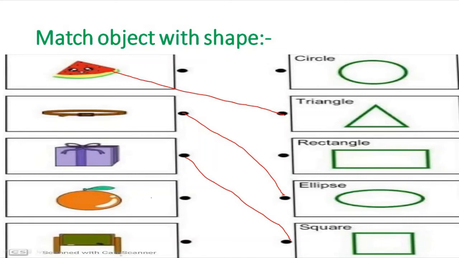Orange. Yes, with a circle. And last, with what should I match this? Can you imagine? Yes, I should match it with a rectangle. Let's do it. Okay.